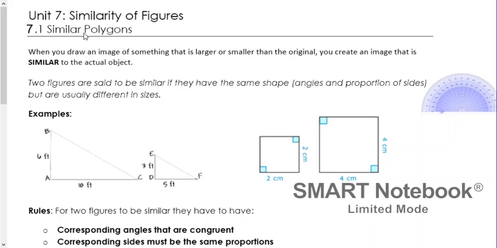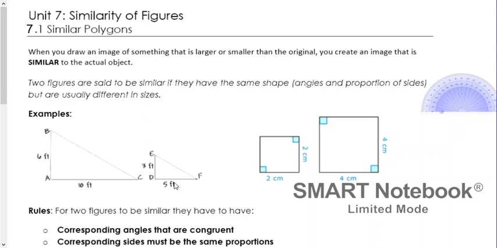So remember, polygon just means some sort of many-sided shape. So here's a polygon, that's a triangle. Here's a polygon, that's a square. All right, so when you draw an image of something that's either larger or smaller than the original, what you're doing is creating an object that's similar to the actual object. So not the same, because the sizes are different, but similar.